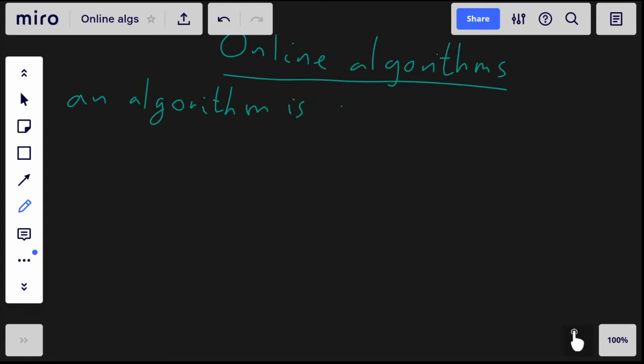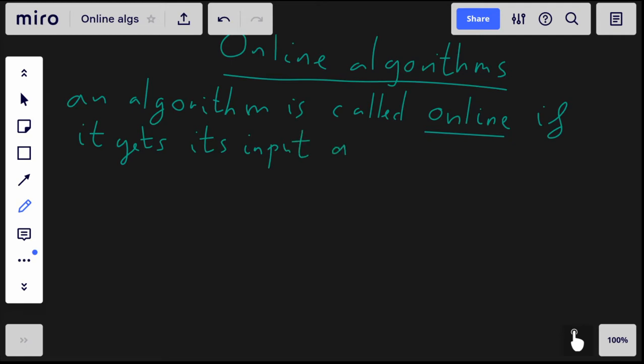or a problem is called online if it doesn't have access to all the input in the beginning of its run, but it gets its input as a sequence. So, for example, just an input in a stream, or a web page, so it's online.